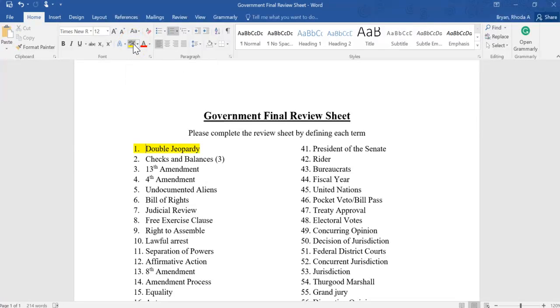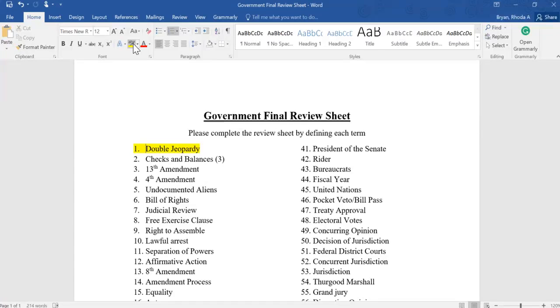Basically, it's a definition question for double jeopardy. It protects a person from being tried twice for the same crime. So if there's more than one crime, they could be tried separately, but if it's the same crime, they cannot be tried twice for that with double jeopardy.